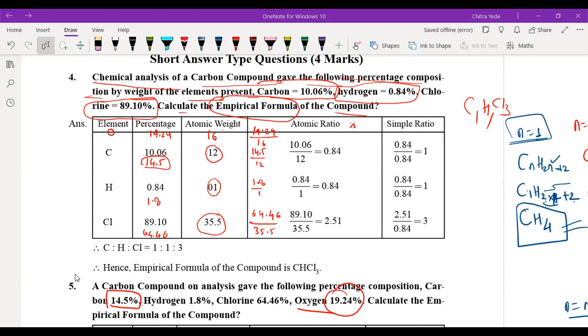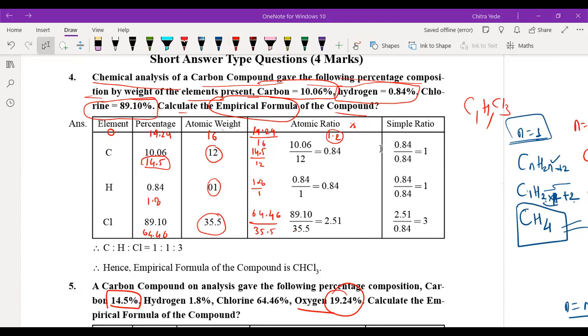Okay, so first we have 19.24. 19.24 divided by 16 equals 1.2. So I'm writing here 1.2 for oxygen.